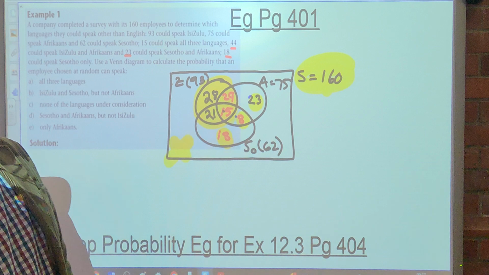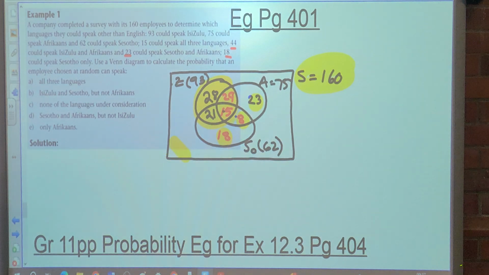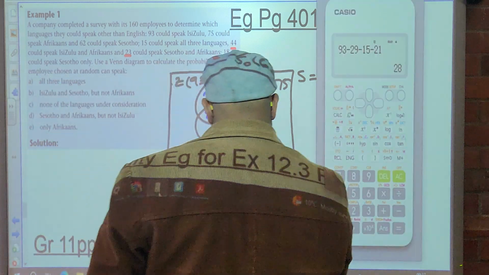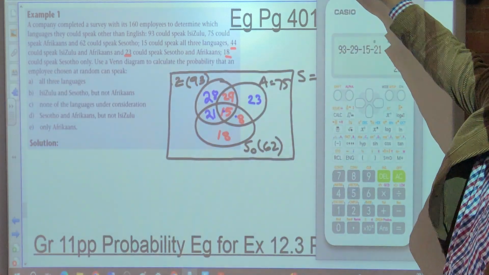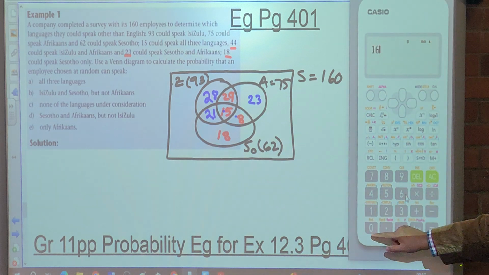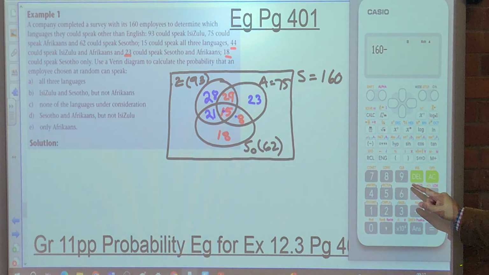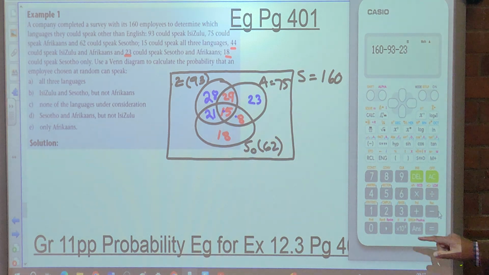Alright, so let's do that calculation quickly. I'll tell you when I'm moving too fast. No? I feel like I'm moving too slow. So it's going to be 160 minus 93 minus 23 minus 8 minus 18.